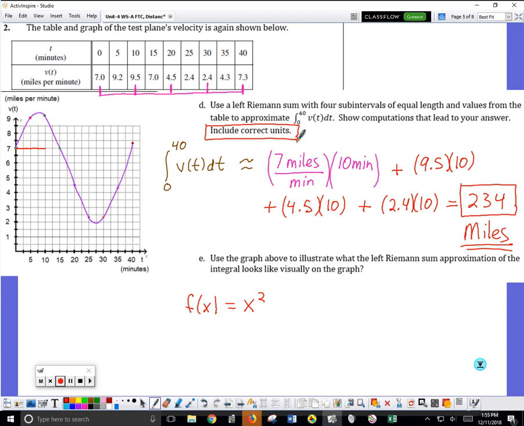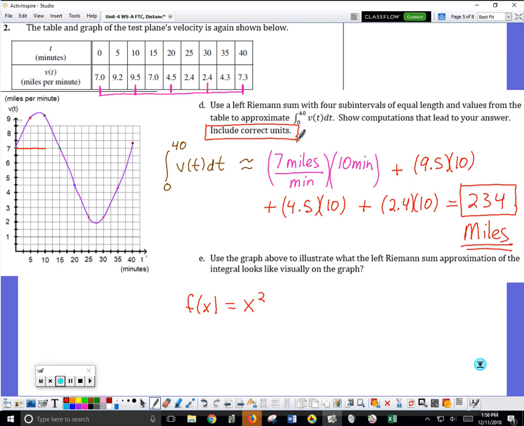They give you 1 point if you remember to write the integral. So don't forget to write the integral. They give you another point if you have these computations listed correctly. And they give you a 3rd point if you write the word miles. So you put equals 234 miles. Yeah, they do that as well in the AP test.